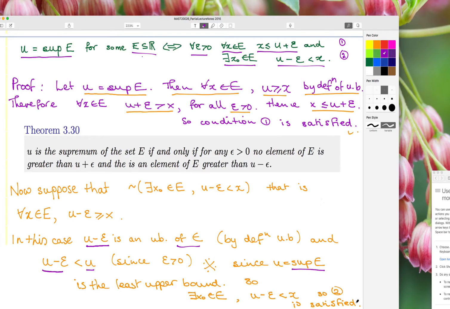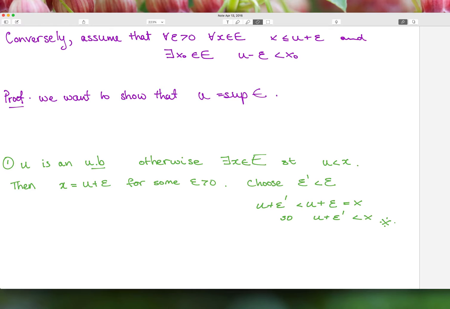Now we're going to go and do the converse proof. Okay, now let's do the converse proof. So we're going to assume that for all epsilon greater than 0, and for all x in E, x is less than or equal to U plus epsilon, and there exists an x naught in E such that U minus epsilon is less than x naught. And we want to show in the converse proof that those two conditions give us that U is equal to the supremum of E.